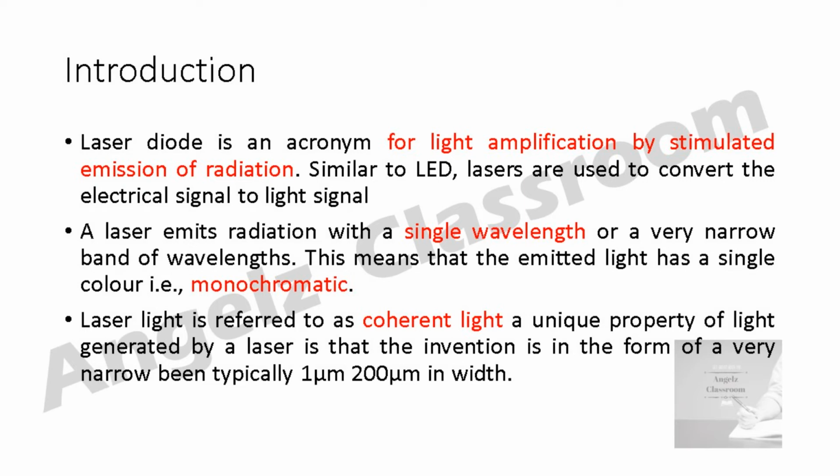So similar to the LEDs, lasers can also be used to convert electrical signal to light signal. So normally a laser emits the radiation in a single wavelength, that is a monochromatic light. So this laser light is referred to as coherent light. So the beam can be in the range of 1 micrometer up to 200 micrometer in width.